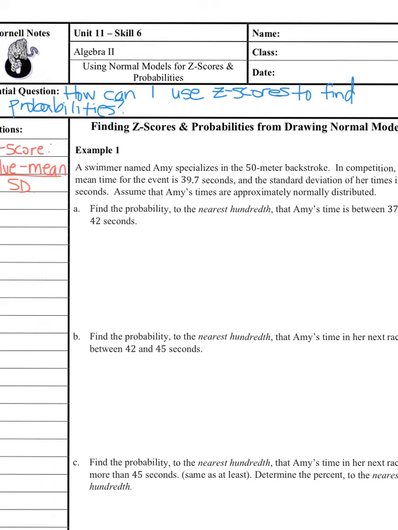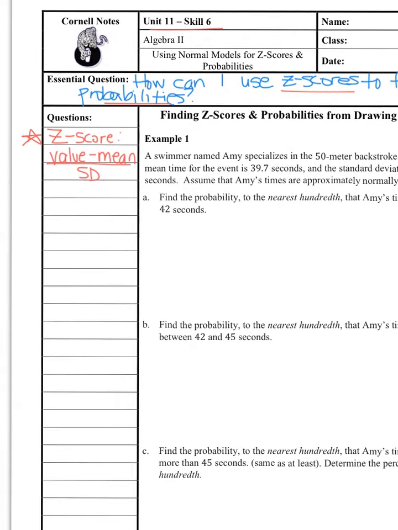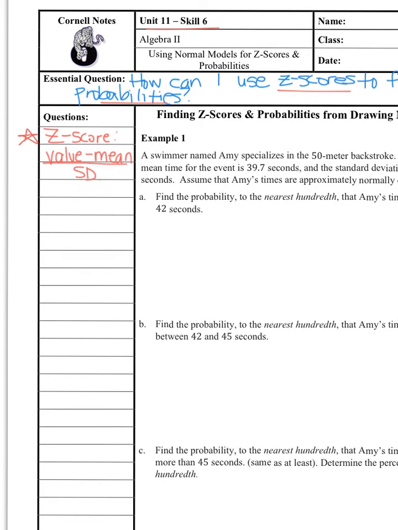If you're watching this, it's Unit 11, Skill 6. So our essential question today: how can I use z-scores to find probabilities? Last video we used z-scores to find how far away a given value is from the mean, or from that central point in a set of data. So just some recall off to the side, if you want to write this down or if you remember it from yesterday: a z-score is just the given value minus the mean divided by the standard deviation.